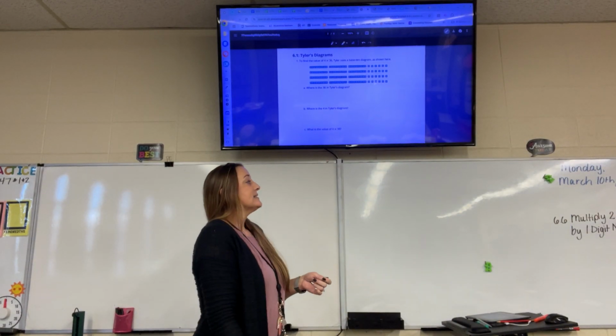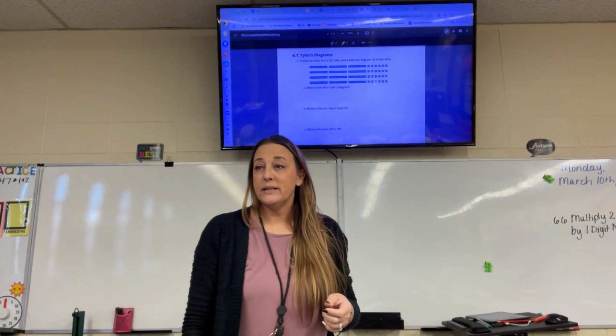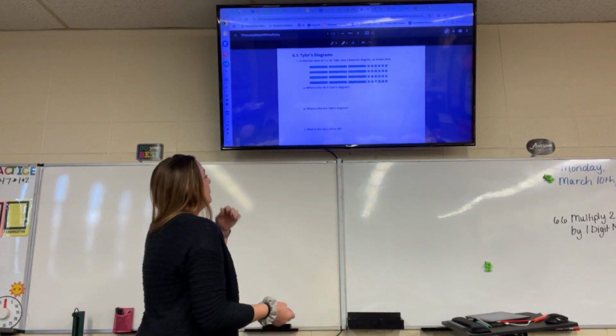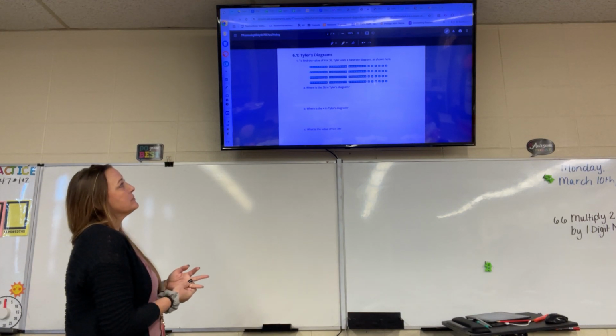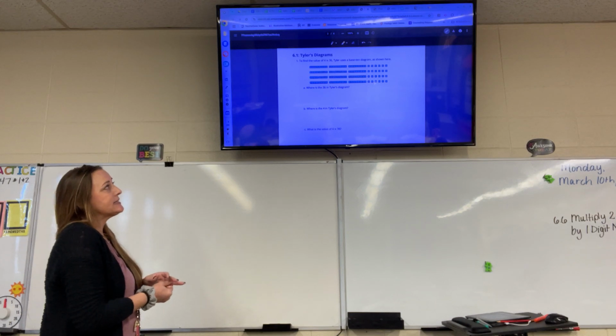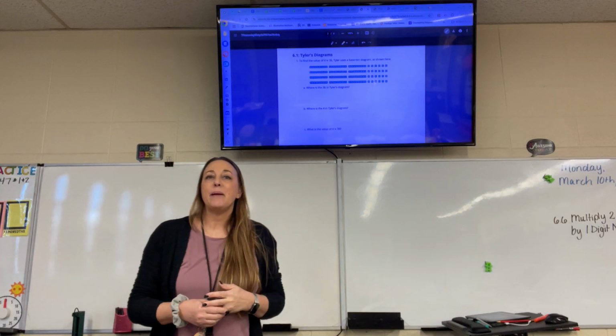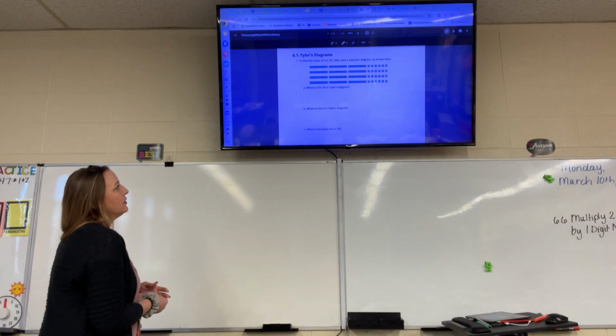Now we're doing lesson 6.6, multiply 2-digit numbers by 1-digit numbers. We've talked about the math warm-up. Now we're on to Tyler's diagrams. To find the value of 4 times 36, Tyler uses a base 10 diagram, as shown here.